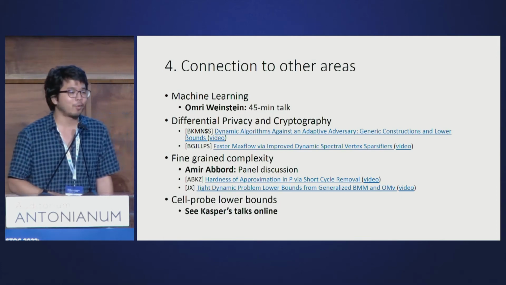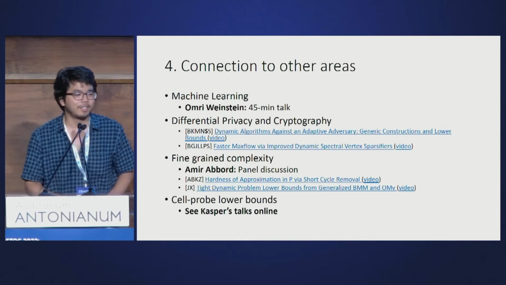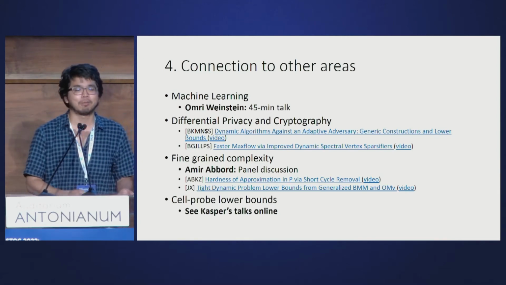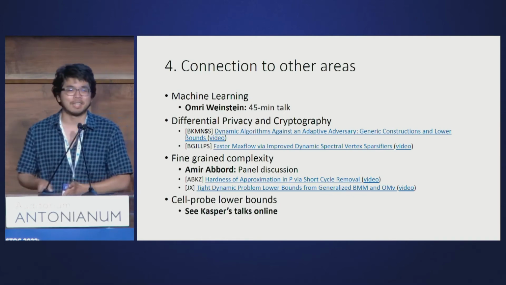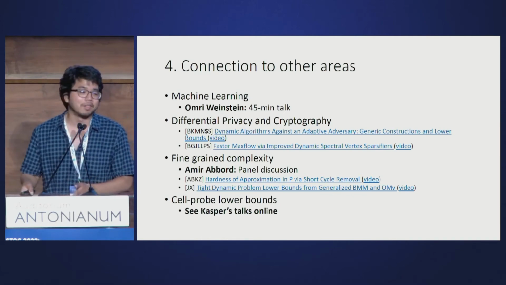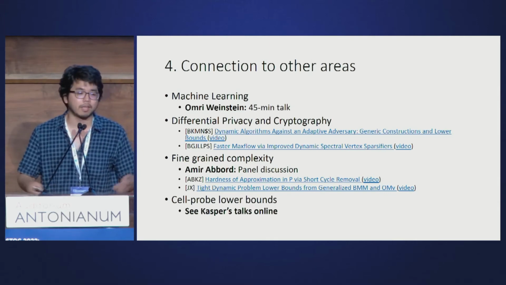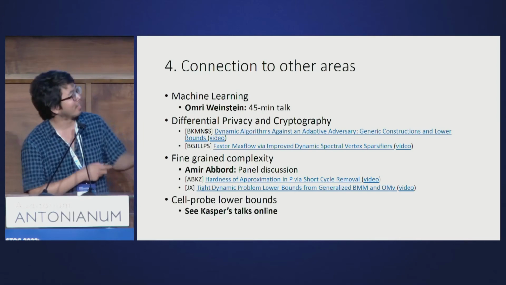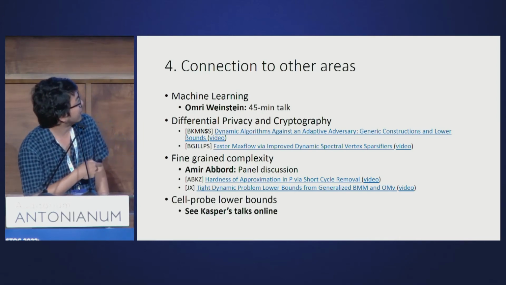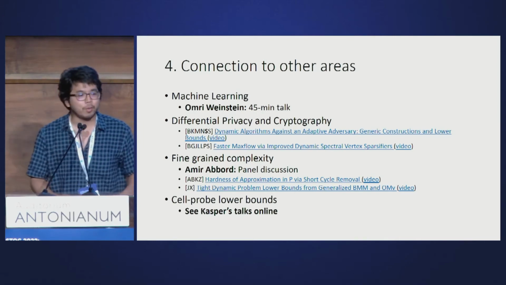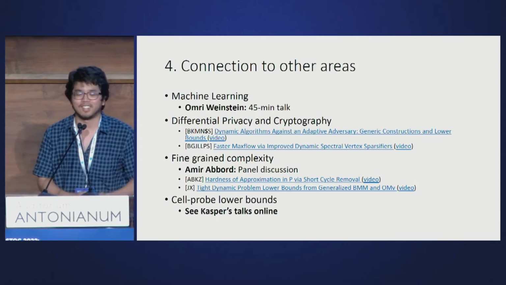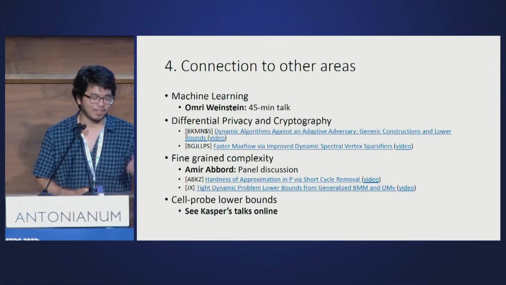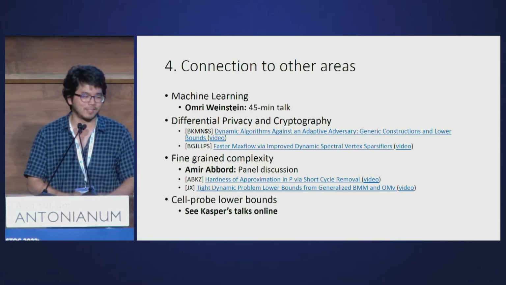The last thing I want to mention is cell-probe lower bounds. This is about using communication complexity to prove unconditional lower bounds for dynamic algorithms. I recommend Kasper's talks, for which we will put some links on the website too, but unfortunately we will not have a slot for this.